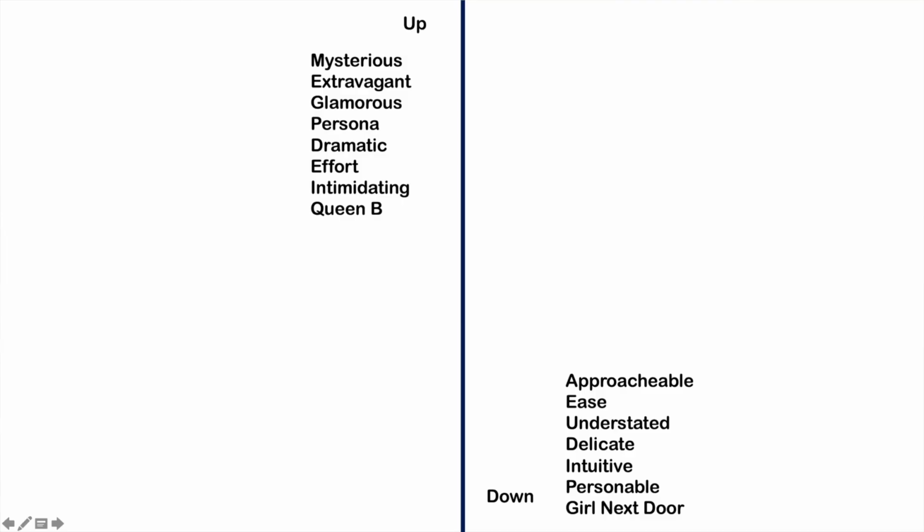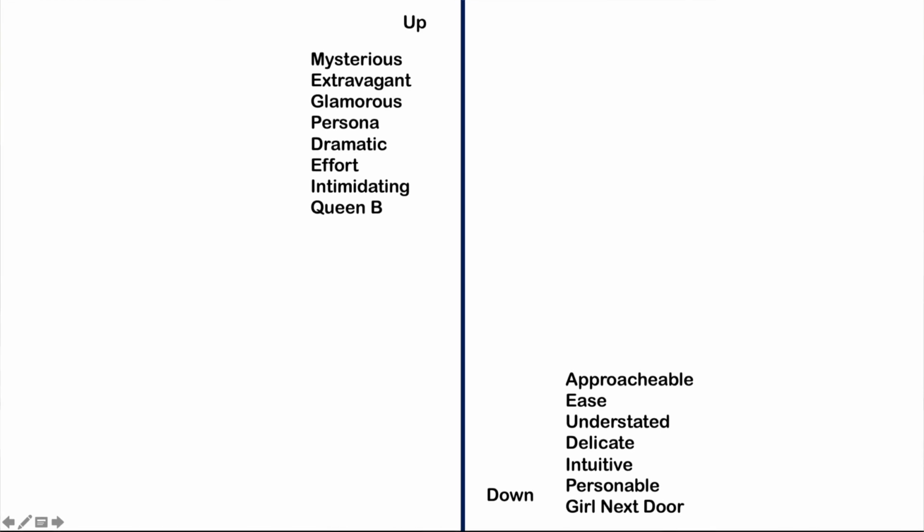And then the next modifier is up versus down. Our up keywords are mysterious, extravagant, glamorous, persona, dramatic, effort, intimidating, the queen bee, so to speak. And this is the way you filter your essence. The left determines your essence, and those are the concepts to capture your essence. And the upness here is the way in which your outfits can filter your essence in a good way. How you best present your leftness to the world. Exactly.